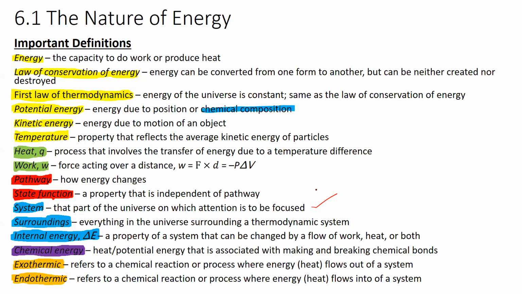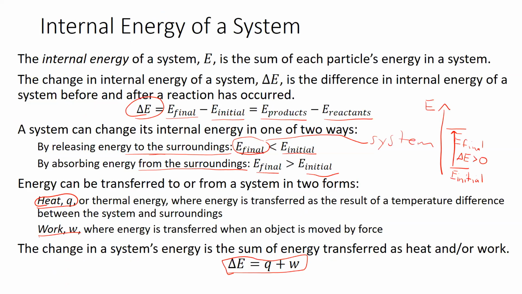Whereas if you think about the surroundings, it's everything else. And so the universe is composed of the system and the surroundings. And so the energy of the universe is going to equal the energy of the system plus the energy of the surroundings. But we're often interested in changes in energies. And so a change in energy of a system is the final energy minus the initial energy for the system itself.